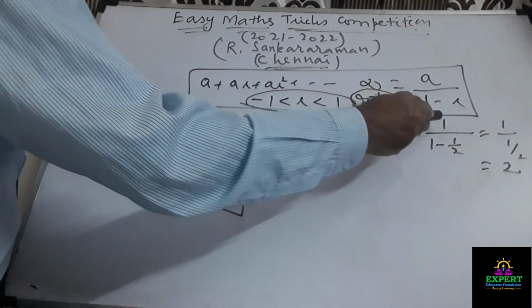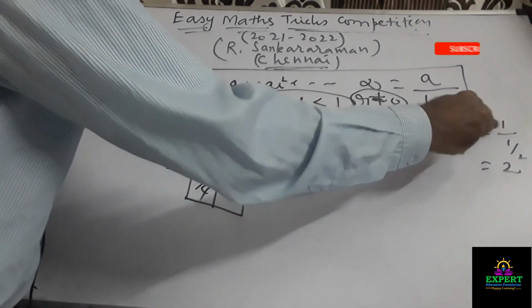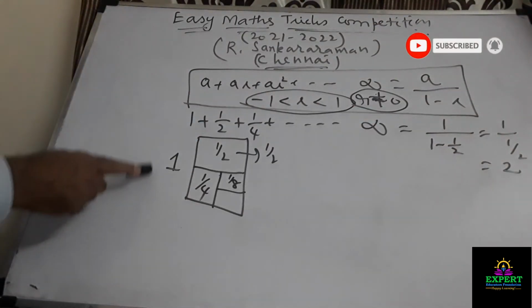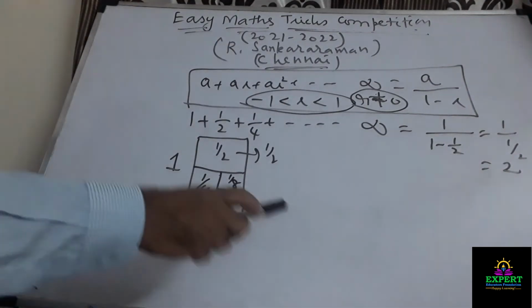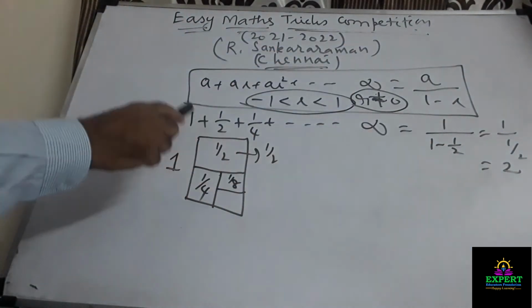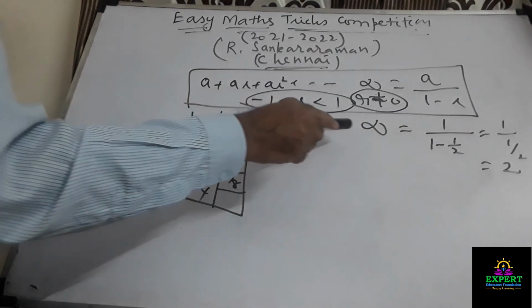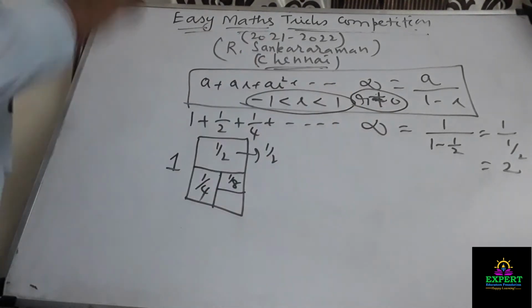Using the formula, it is a by 1 minus r. 1 by 1 minus r is 1 by half, which is 2. Therefore, using the formula also, it is 2. Using this activity also, it is true. This kind of verification will make you thorough with the usage of the formula, and therefore you'll be able to make a thorough explanation of usage of this particular formula. It's a verification for a particular case.